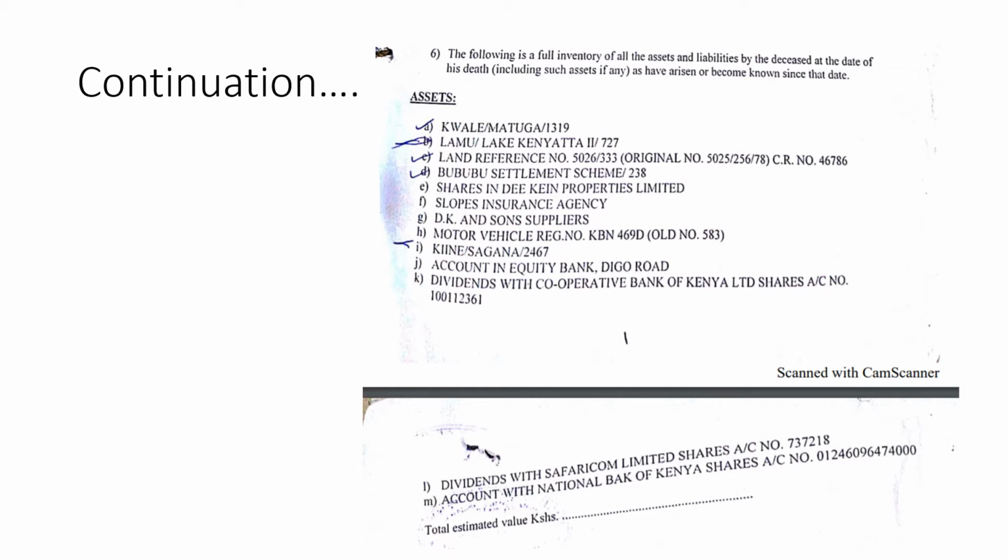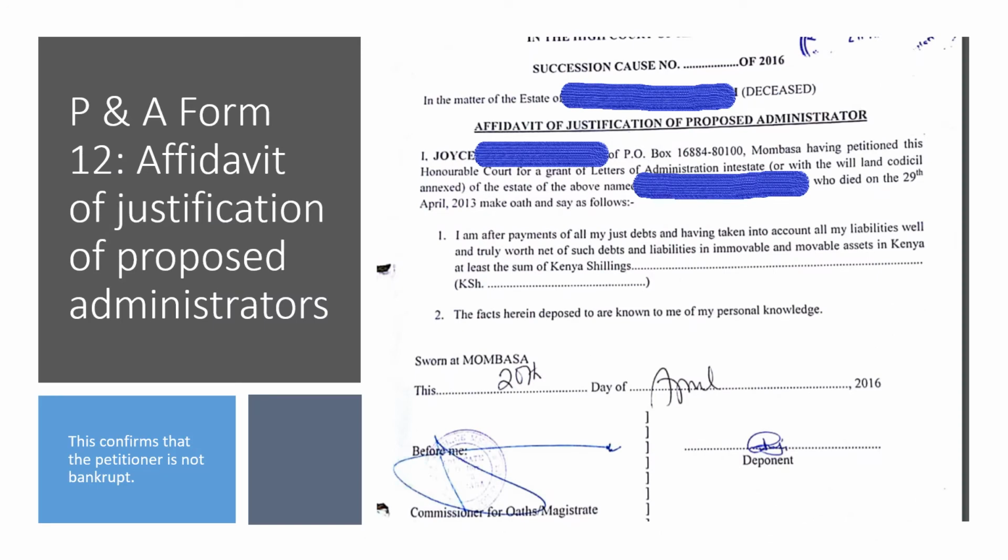And make sure you list everything in here, because say, for example, there was another account. In here, she's listed an account in Equity Bank on Digo Road in Mombasa. But if there were three other accounts that are not listed here, it might prove to be a problem when trying to get money out of that bank.